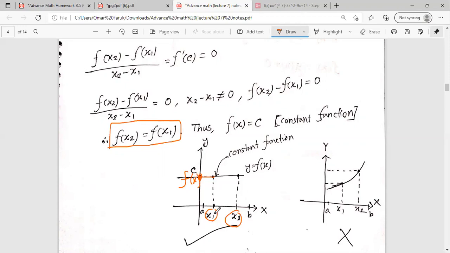So you can see here for x1, not f(x), but f(x1) and f(x2). These are two points, f(x1) and also f(x2). So why? Because you see here, f(x1) is here and f(x2) is here, right? So their y value is the same. If these two values are the same, like if f(x1) is equal to f(x2), then our function is a constant function.